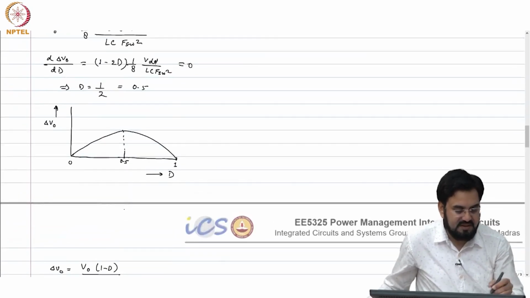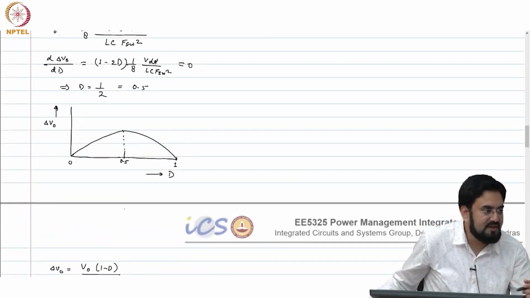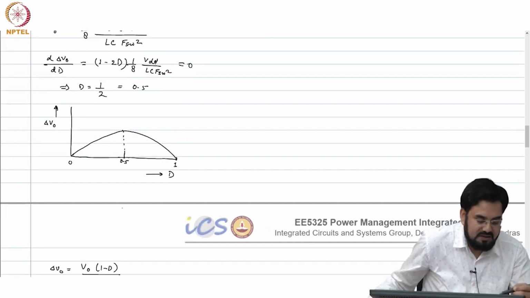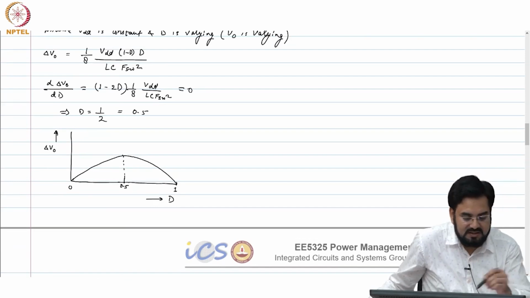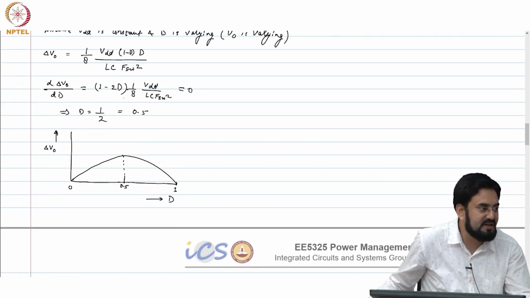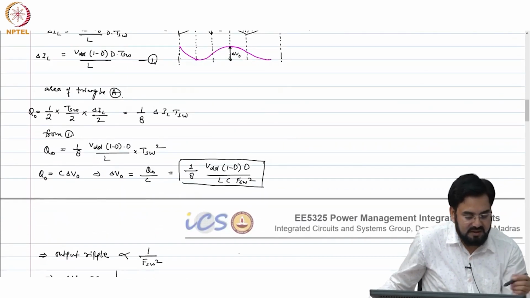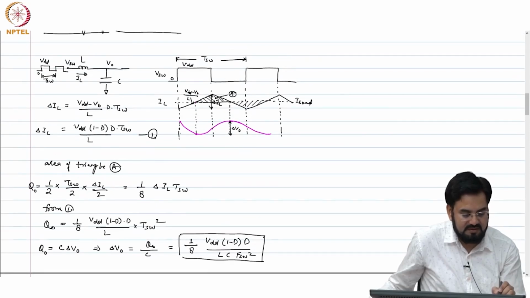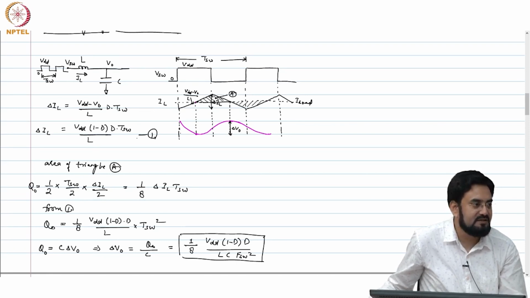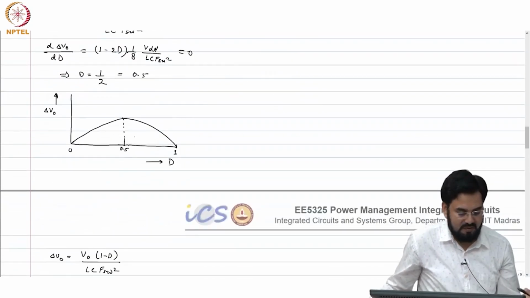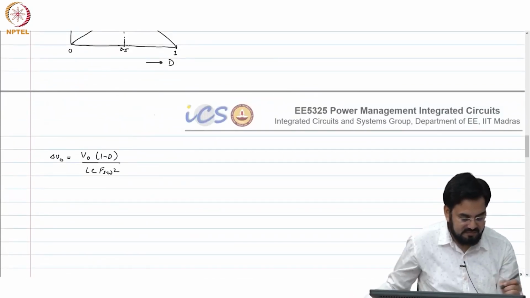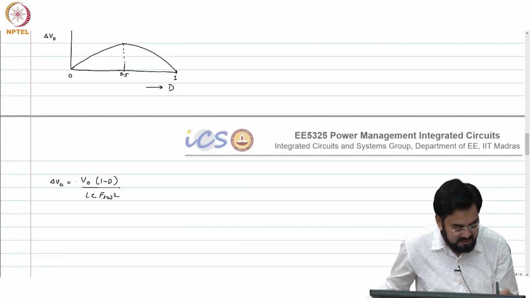By the way, this curve is not only valid for ripple voltage, this is valid for inductor ripple current also, because other terms are constant. So, the 1 - 2D factor will come in the current also. If you look at the current, so VDD into (1 - D) into D factor is the same in both the cases. So, your ripple current will also peak at 0.5. Okay. Is this correct? 1/8.